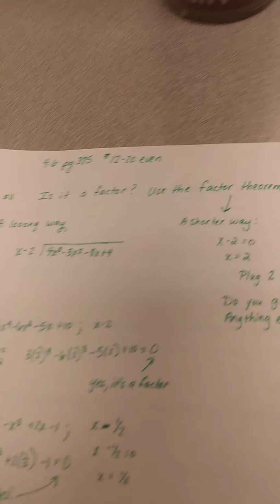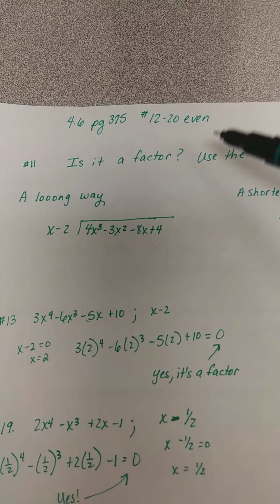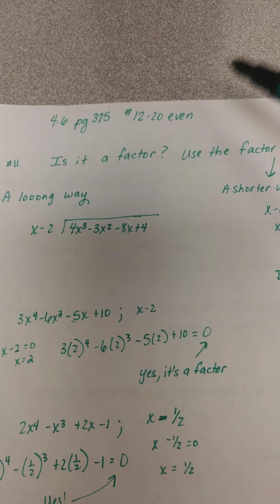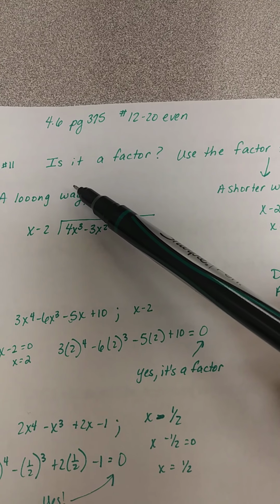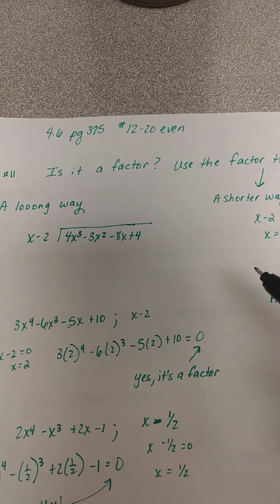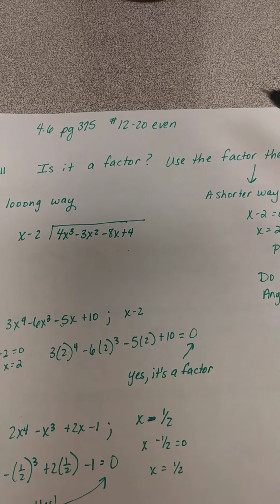Okay, we're going to skip up now to 4.6, and it's got a lot of sections, so we're going to be here a little while. But this first one is the easy one. We're going to do 12 through 20 even after this lesson. And what we're answering is the question, is it a factor? The actual instructions say use the factor theorem to determine whether it is a factor.